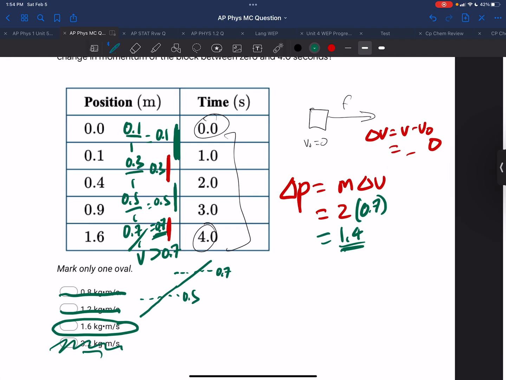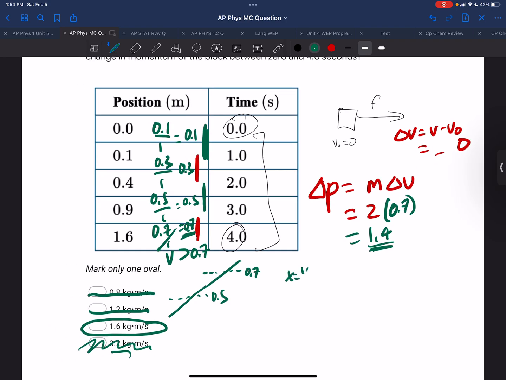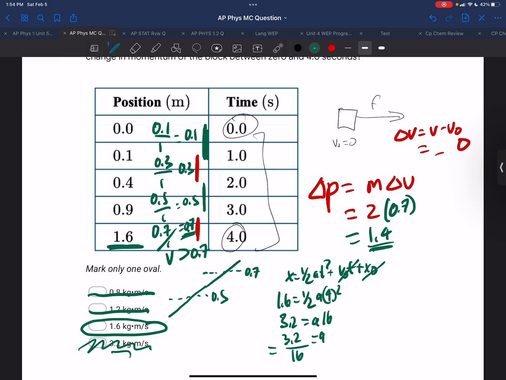But we could also do another calculation. We could start out with x equals 1/2 a t squared plus v0 t plus x0. And we know the initial velocity is 0, and the initial position is 0. So what we have is a final position of 1.6. We don't know the acceleration, but we know the time is 4. So we have 3.2 equals a times 16, and a then is 3.2 over 16, which is 0.2 meters per second squared.